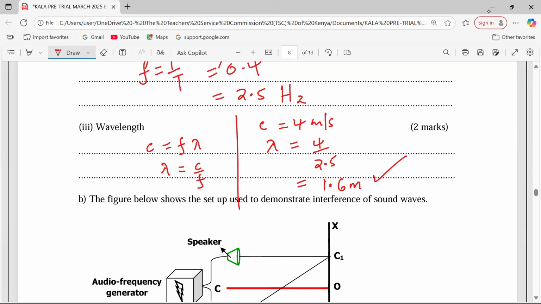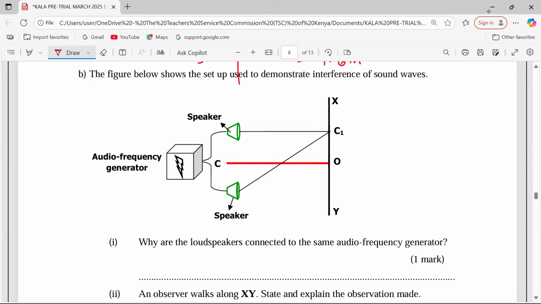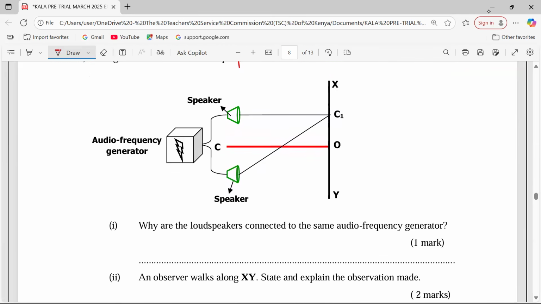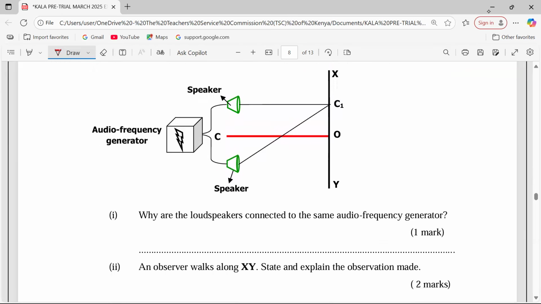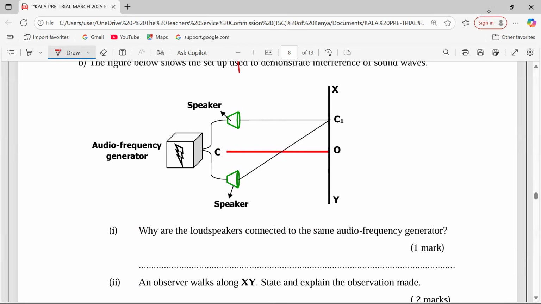Because it is wavelength again, it should be in meters. Your wavelength is usually given in meters. The figure below shows the setup used to demonstrate interference of sounds or sound waves. We have two speakers. We can see the distance, and a path here, X, Y.